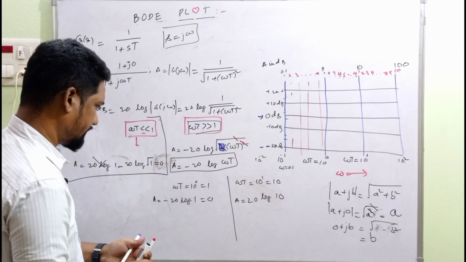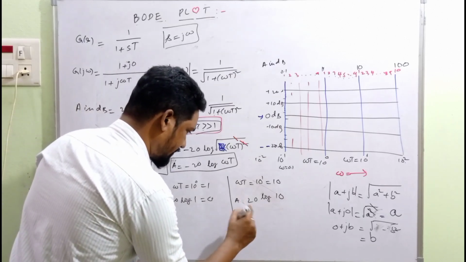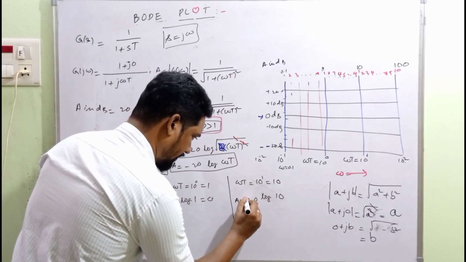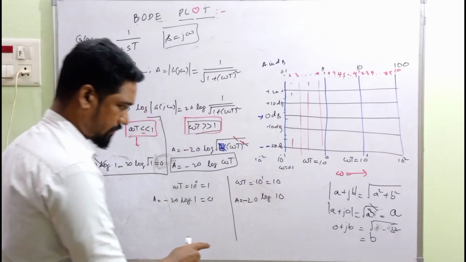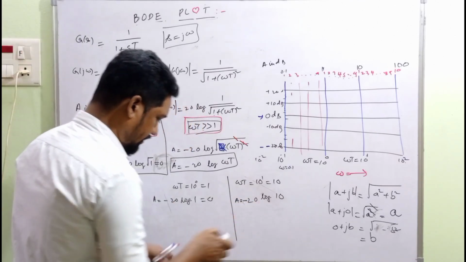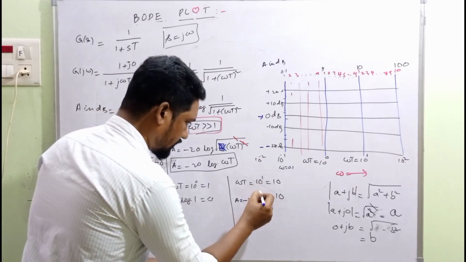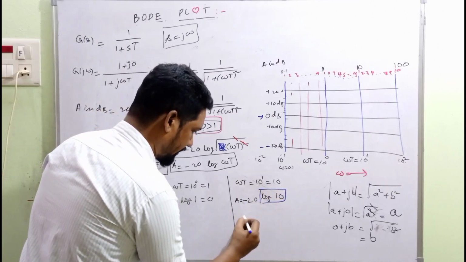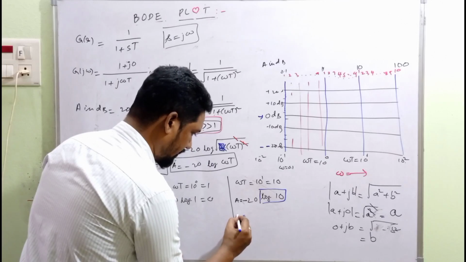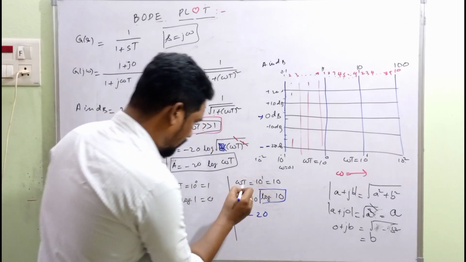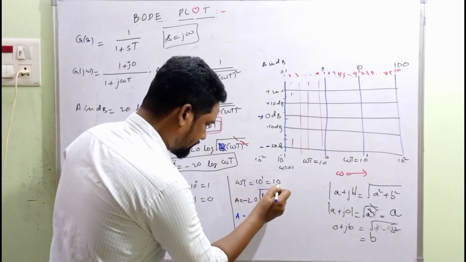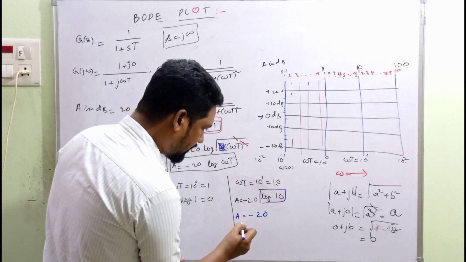Hey guys, what about negative? We have a negation over here, isn't it? This is very important. Negative, how can I forget that? Even you also cannot forget that. It's very important over here. Negative 20 log 10. Guys, log 10 is 1, isn't it? So finally, A will be equal to minus 20. So guys, at omega t equal to 10, the magnitude in dB is minus 20.